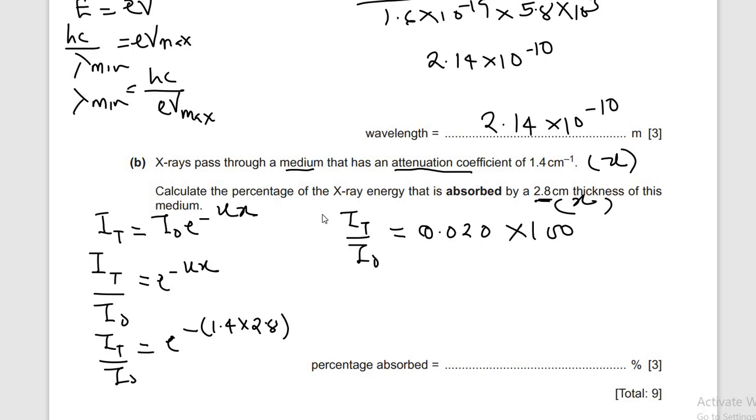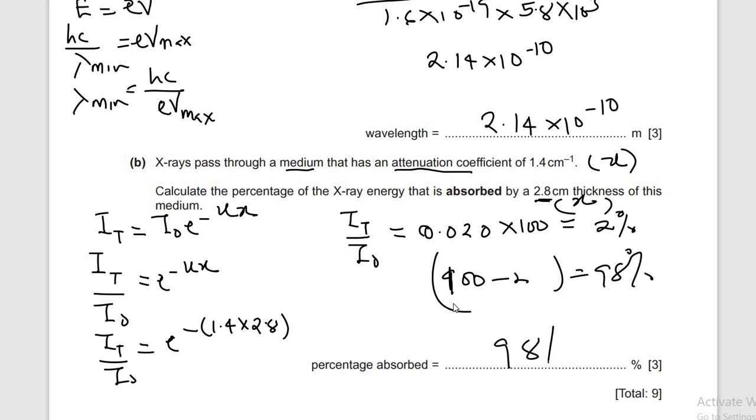No, we're not there. So that gives us the percentage absorbed. This is I T over I naught. The percentage that is transmitted is this times this, which gives us 2%. So the one that is absorbed will be 100 minus 2. That's 98%. The one that is absorbed is 98%. This is transmitted, this one is absorbed.